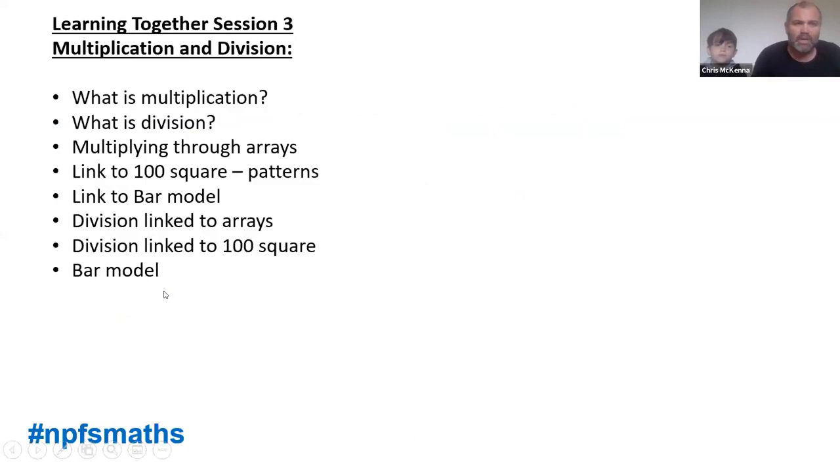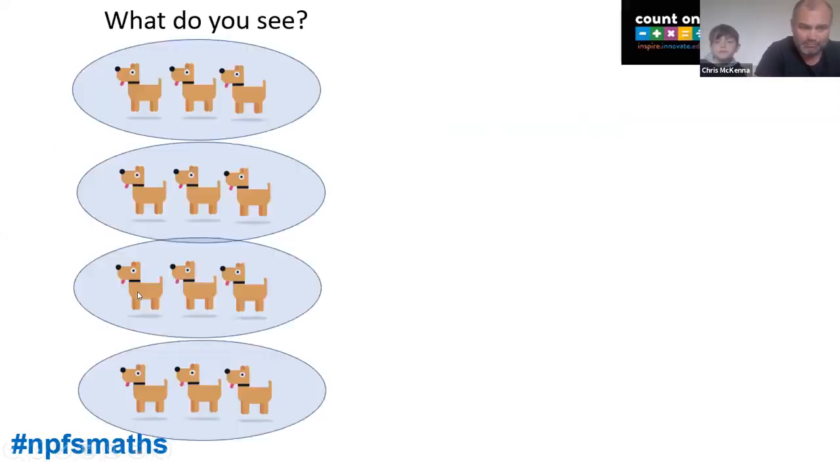Today we're going to look at multiplication and division. What is multiplication? What is division? We're going to look at multiplying through arrays. We're going to link that to the 100 square and patterns. We're going to link it to bar models. And I'm sure, as Joe said at the start there, hopefully multiplication and division will become a lot clearer and a lot simpler after today's session.